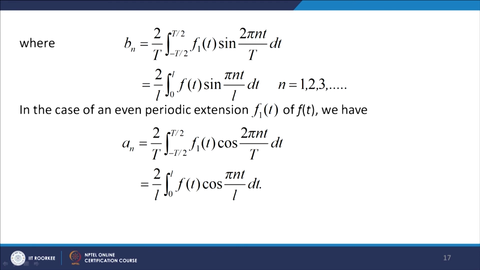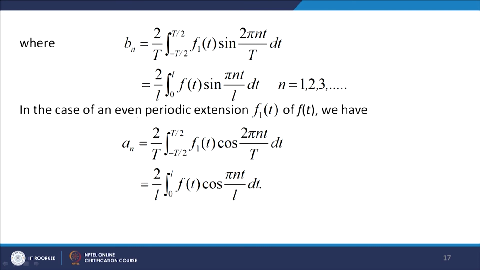So, we can put the value of T, and we get 2 over L integral. Now, this f1(t) is an odd function, sin is an odd function, so the product is even. So, we can write it as sin(pi n t by L), and the integral will be from 0 to L. So, here we will have 4 over L times the integral from 0 to L of f(t) sin(pi n t by L) dt.